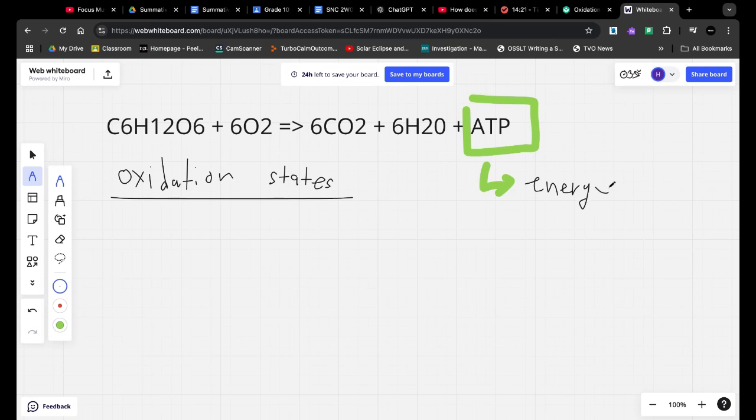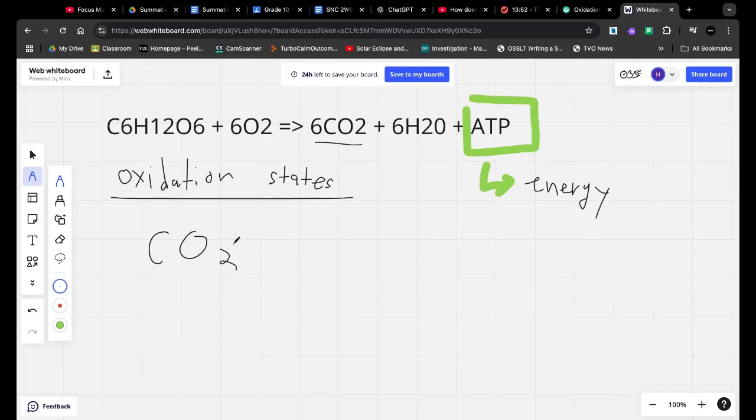Okay, so now to understand this, it's very important to understand what oxidation states are. So an oxidation state is basically the potential charge of an element. So let's, for example, take a look at this one over here. Okay, so let's take a look at an individual carbon dioxide molecule. Okay, so you have something like this.